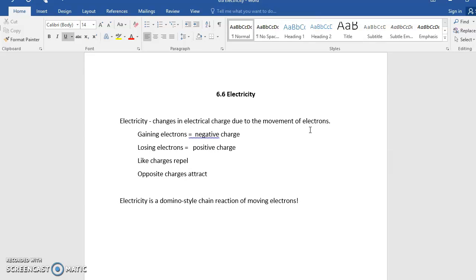And then we can move them around fairly easily because they're not very strongly attached to atoms a lot of the time. So when you gain electrons, you end up with an overall negative charge, and if you lose electrons, you end up with a positive charge. These act a lot like magnetic charges in that if you try to push two negatively charged objects together, they'll repel each other, or two positively charged objects. So like charges repel, and opposite charges attract. And so if you end up with a negative and a positive one, they stick together like magnets.